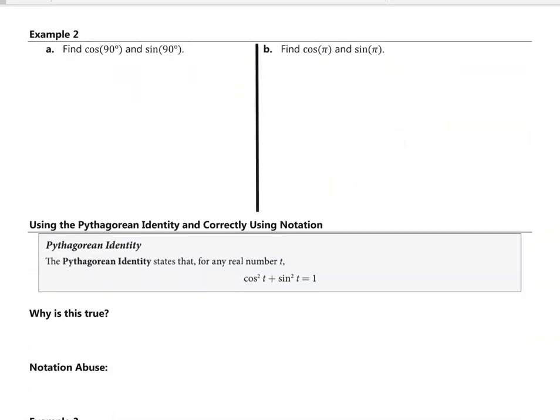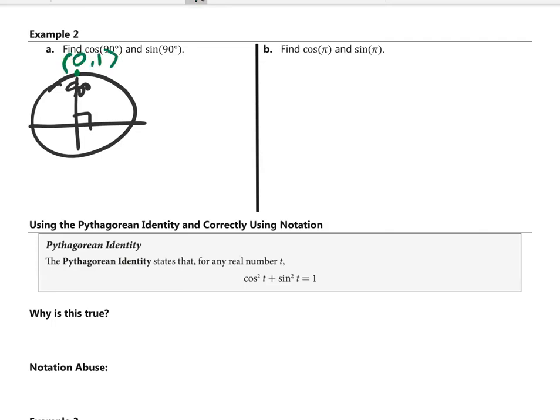Example 2, letter A, find cosine 90 and sine 90 degrees. So this is 90 degrees, and in a unit circle, 90 degrees, the coordinate is 0, 1. This is your x and this is your y. So you can say that cosine of 90 is equal to the x value, which is 0, and sine of 90 is the y value, which is equal to 1.